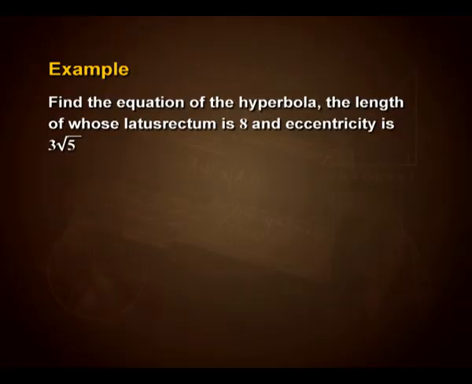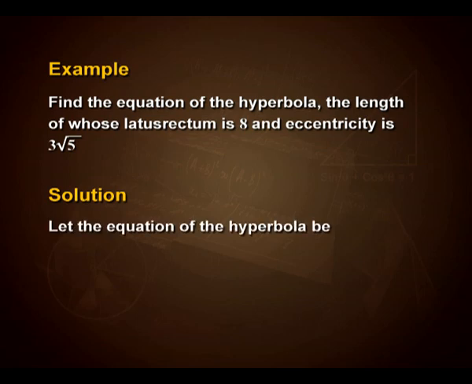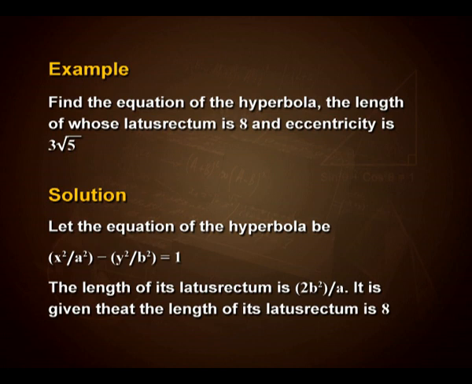Here we have another example. Find the equation of the hyperbola, the length of whose latus rectum is 8 and eccentricity is 3 upon square root 5. Let us see its solution. Let the equation of the hyperbola be x square upon a square minus y square upon b square is equal to 1. The length of its latus rectum is 2b square upon a.